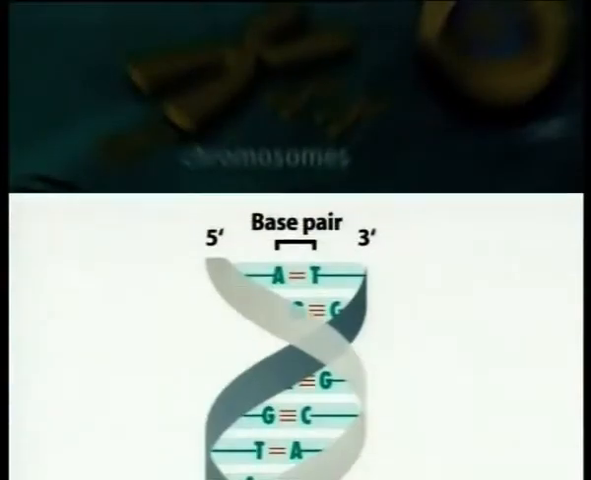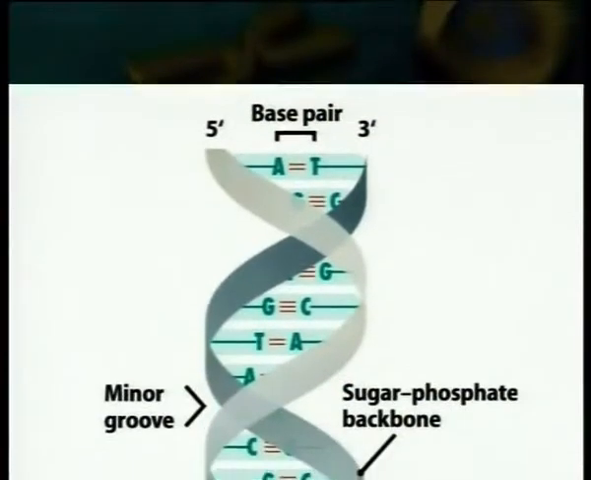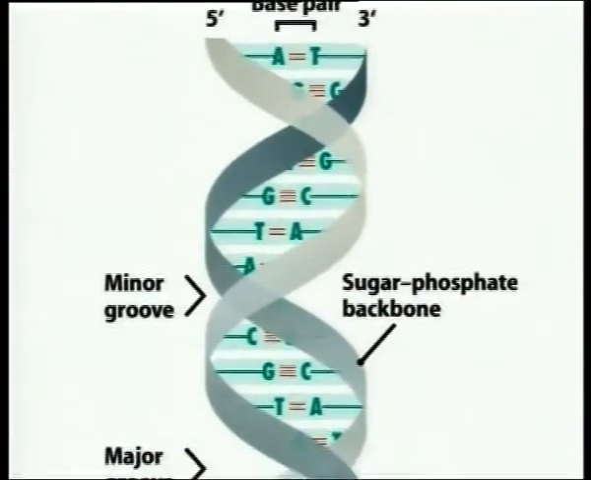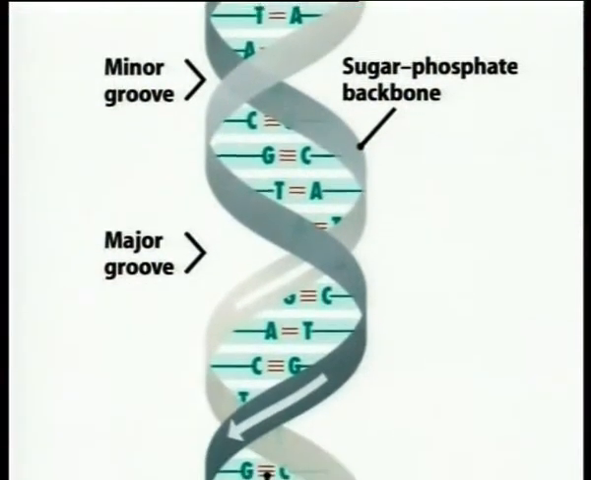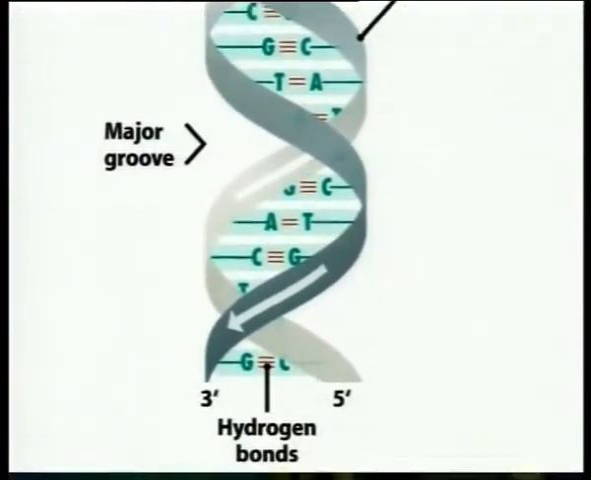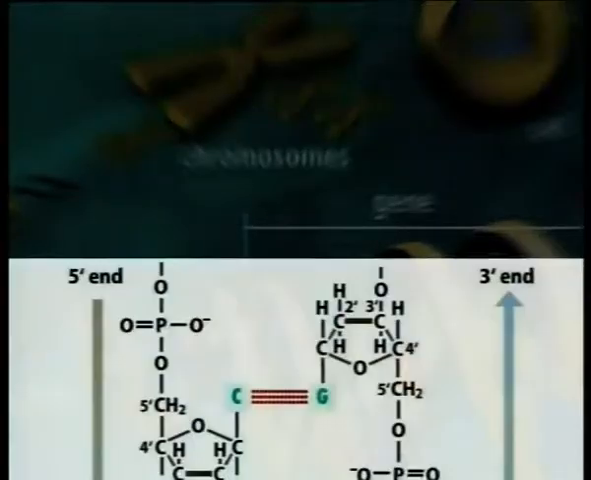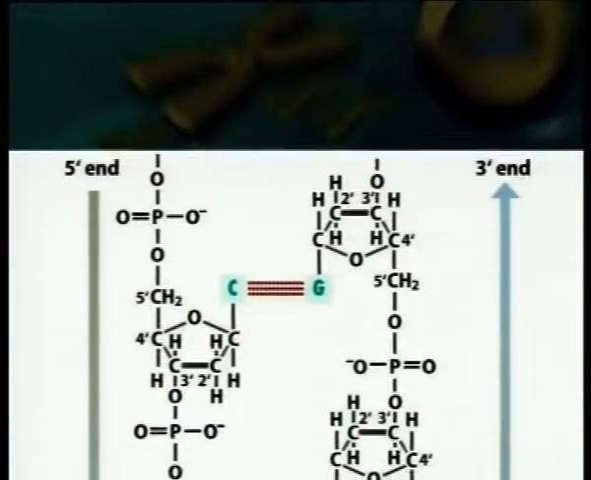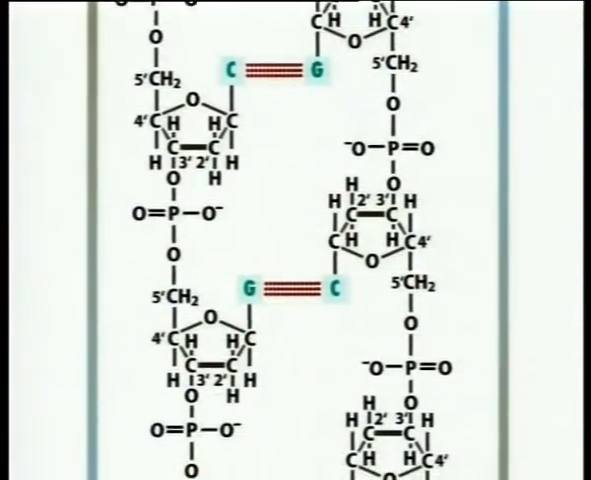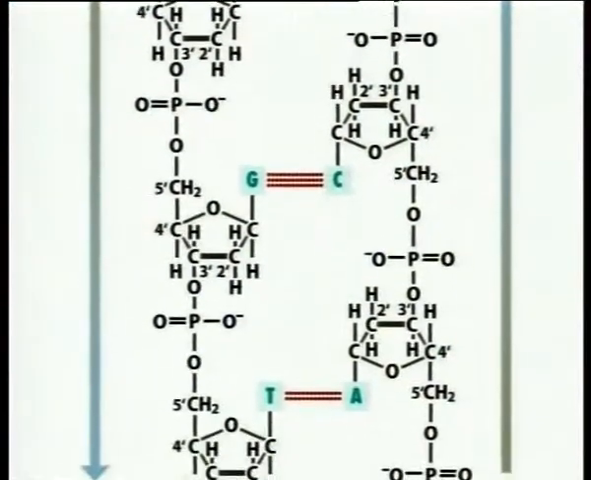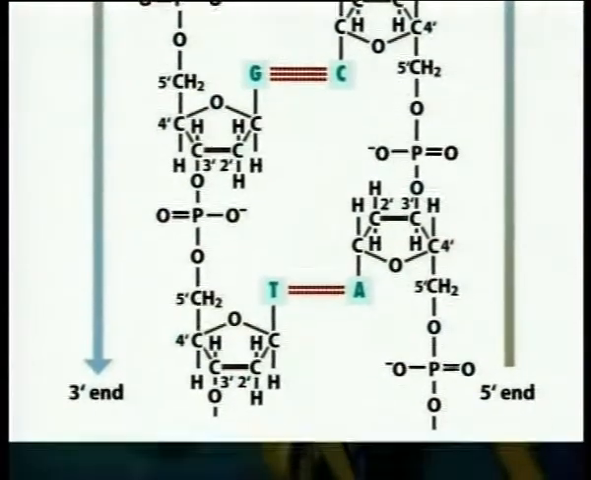The spatial relationship between these strands creates a major or larger groove and a minor or smaller groove between the two strands. In the Watson-Crick structure, the two strands of the helix are antiparallel. That is, their 5' to 3' phosphodiester bonds run in opposite directions.